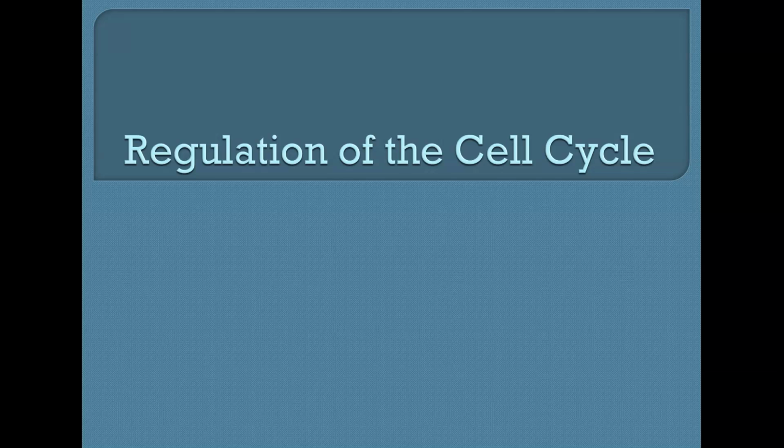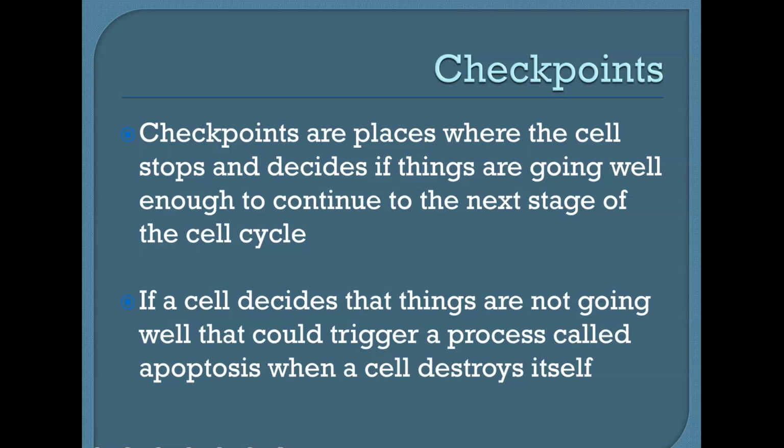So what we're going to talk about today is just the regulation of those cycles and what happens if something is going wrong. Those things are called checkpoints, and checkpoints are just places where your cell decides to stop, figure out if everything is going well, and if it is, it'll continue on to the next stage.